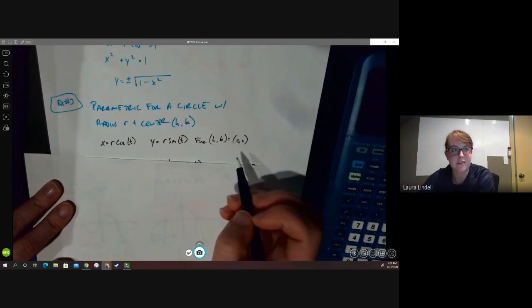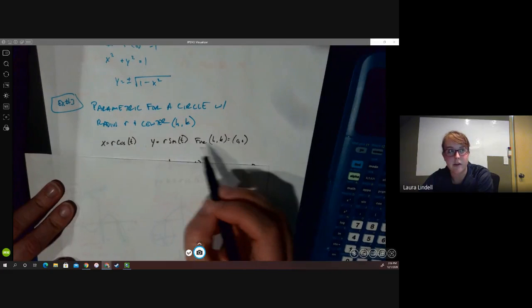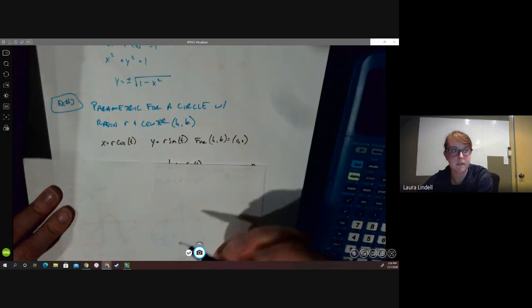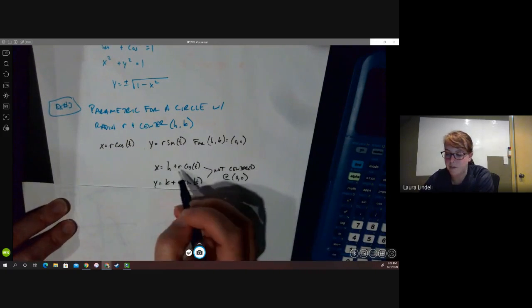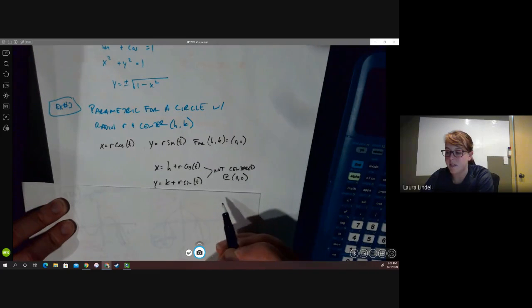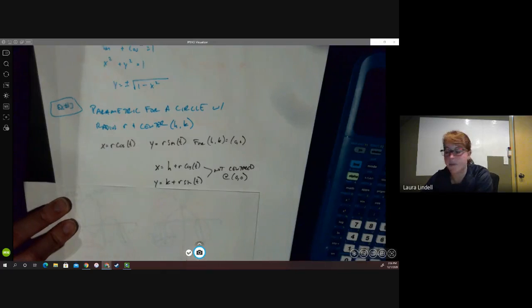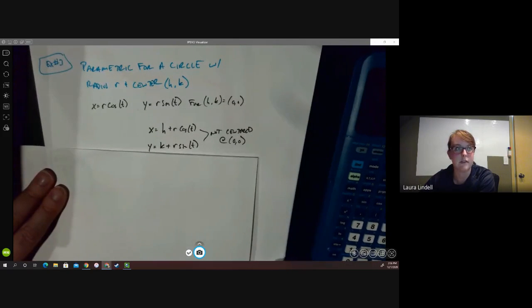So if I would like it to start someplace besides (0, 0), that means I'm going to need to add this value to this. So we get x is h plus r cosine t. Y is k plus r sine t. So that's another thing that we should know, dealing with parametrics and equations that look circular.